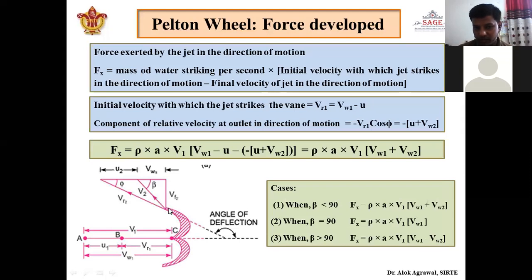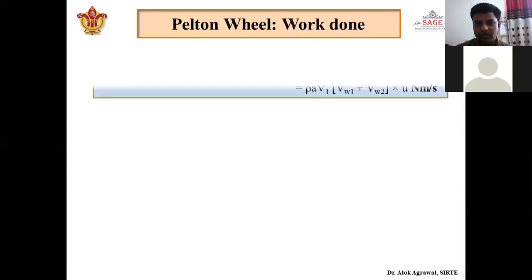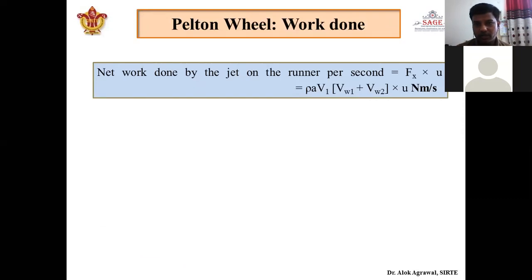This V2 will be like this, and for VW2 we have to take a minus sign. Next, work done. We know that the work done by the jet on the runner per second will be Fx into U.